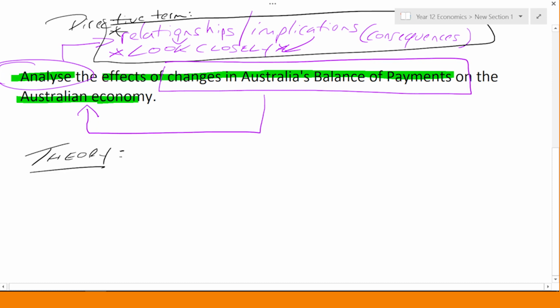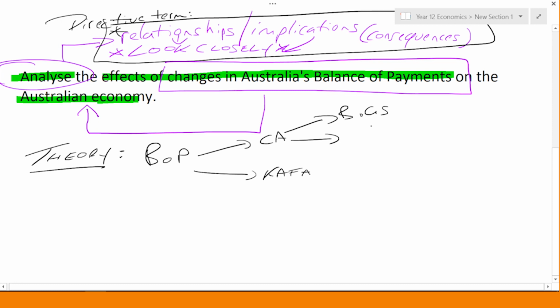As a big picture view, I'm thinking about, okay, if I'm looking at the balance of payments, what I really have to discuss is the current account and the capital and financial account. And then just so I can make it even clearer, when I'm talking about the current account, there are two areas that it's worth spending my time on. One is the balance on goods and services, and the other is net primary income. I wouldn't focus on other areas of the current account here.